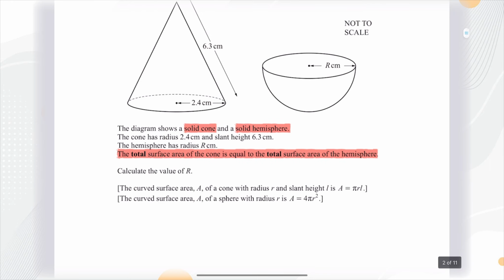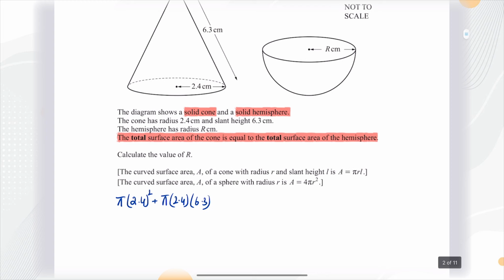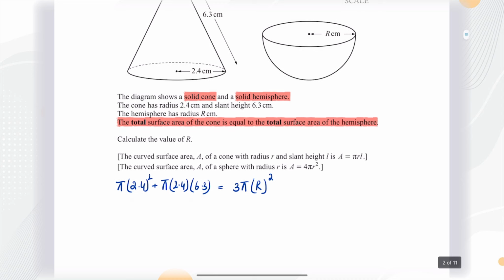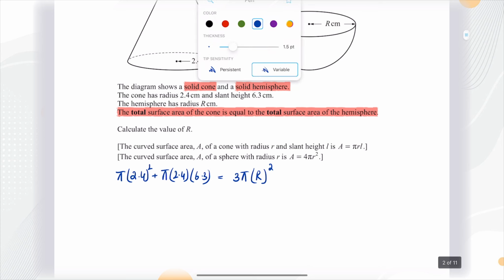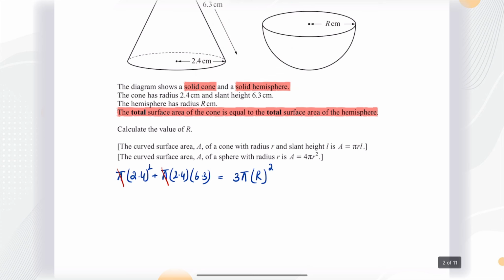Okay, so how do we calculate the total surface area of a cone? Pi r square, that means the area of the base, plus the curved surface area. So thankfully we already have the slant height, so there's nothing to worry about. Pi into 2.4 into 6.3. Okay, so that is the total surface area of a cone. This is equal to the total surface area of a solid hemisphere, which as we just saw is 3 pi r square. Now since we have pi on all the sides, it's my suggestion that you cross it out so you don't have to deal with it.